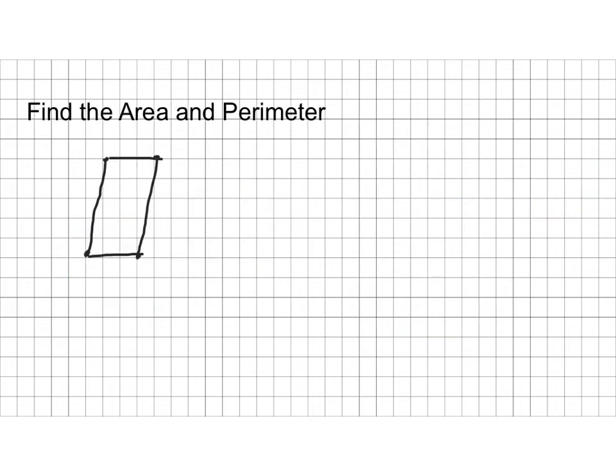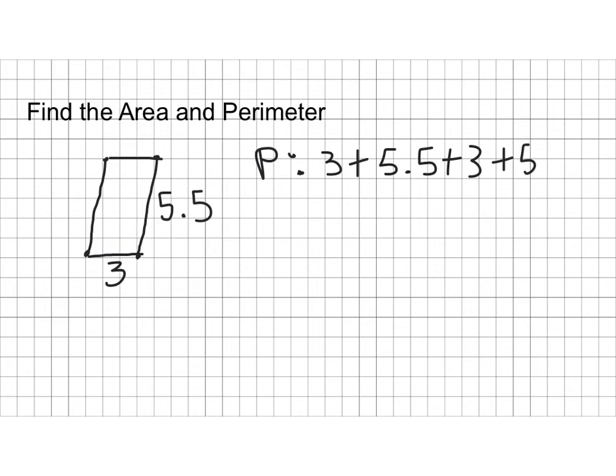All right, let's now do it all at once. Let's find the area and perimeter of this parallelogram. First, we need some measurements. So let's say that one side of the parallelogram is 3 and the other is 5.5. So to find the perimeter, we know that this is 3 plus 5.5 plus 3 plus 5.5, or we could use one of our more efficient methods. Either way, we're going to get that the perimeter is equivalent to 6 plus 11, or 17 units.